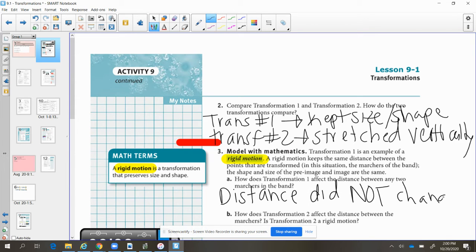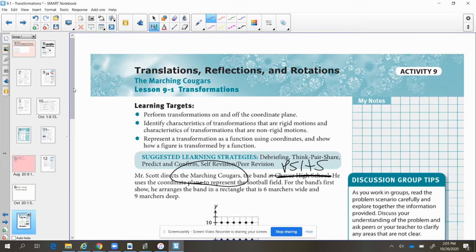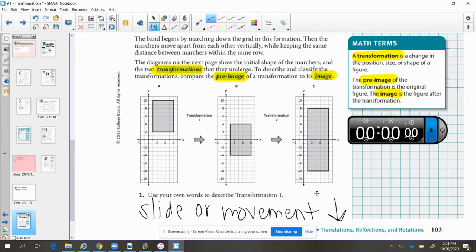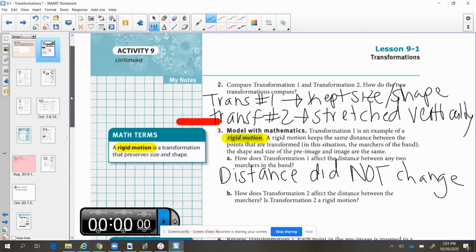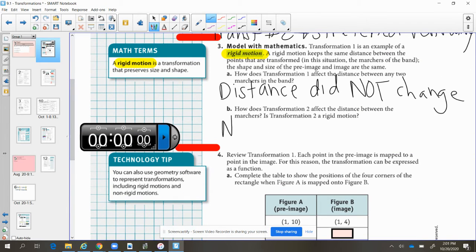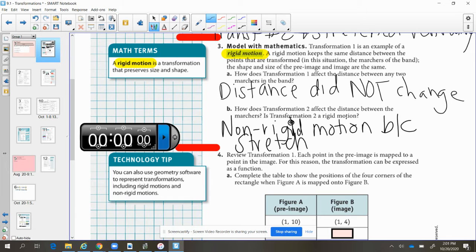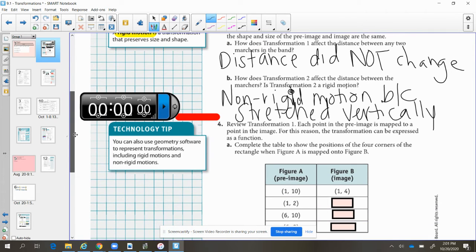But in transformation 2, the distance between the same marchers in the same row was the same, but we stretched them vertically so that changed. So in transformation number 2, this is a non-rigid motion. Oops, rigid, this is supposed to be an I, because we stretched vertically. We changed the size of our box. Our marchers are not the same distance away from the people in front of them. So that's what we would call non-rigid versus transformation 1, which was rigid.